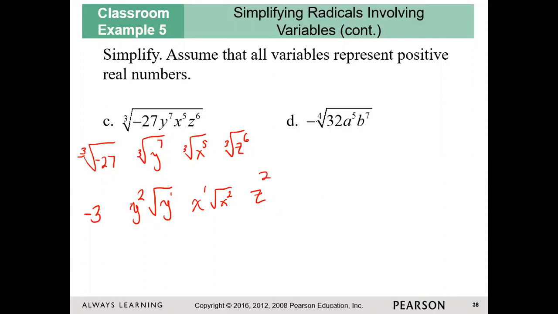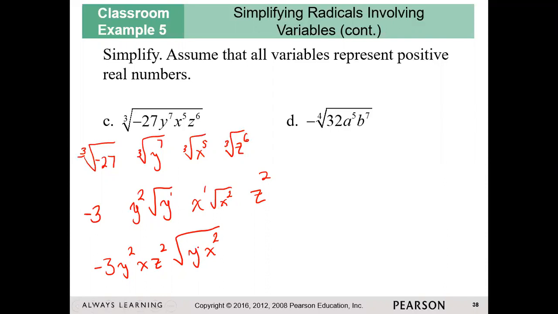And now that we have done the hard part, all we have to do is take stock of what's on the outside. So there's a negative 3, a y squared, an x, and a z squared, all on the outside because the radical is no longer there, and only a y and an x squared remaining on the inside of that radical. And that's how you simplify these radicals with the path of least resistance, in my opinion.